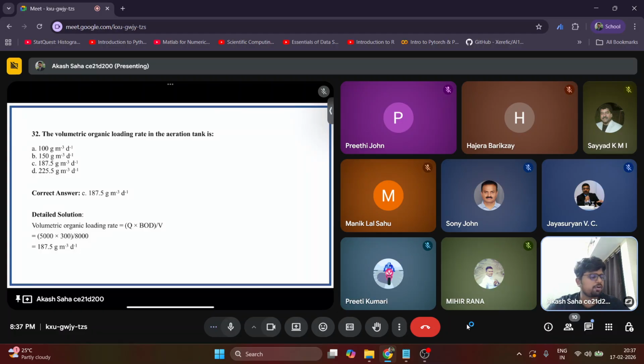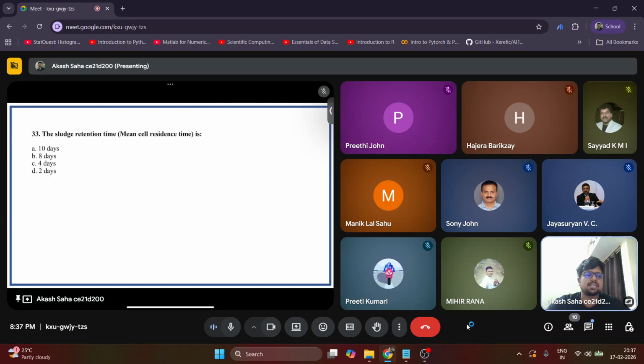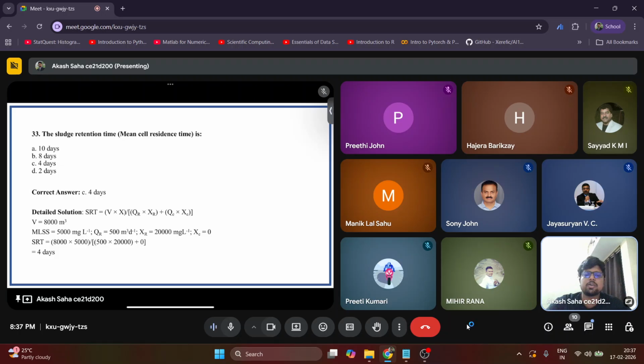Then what is the residence time or mean cell residence time? Similarly, the same formula that we will use, VX by Qr into Xr plus Qe into Xe. All these questions are formula based. So in this chapter, though conceptually you know how to do the mass balance and everything, most of the problems will be formula based. So just make a note of all these formulas, revise them again and again, and then you can solve.